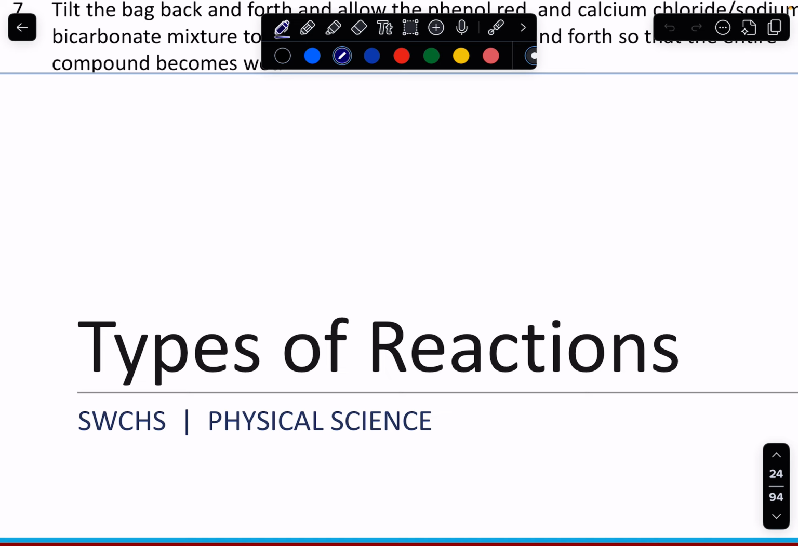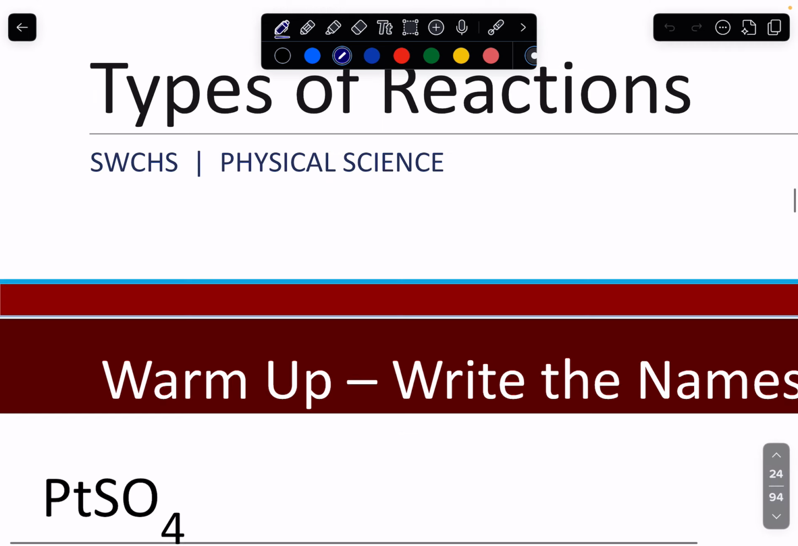All right, today we're going to talk about different types of reactions. Your goal by the end of this video is to be able to look at a chemical reaction or a chemical equation and determine which of the five types of reactions it is. This is helpful to us because this will help us predict what products we're going to have whenever we mix certain chemicals together.